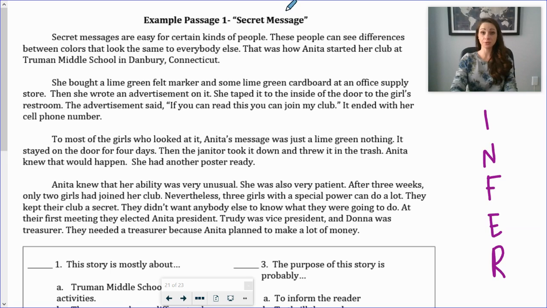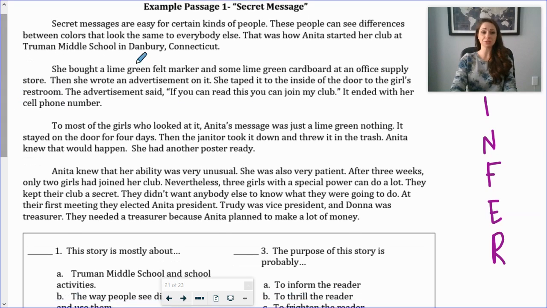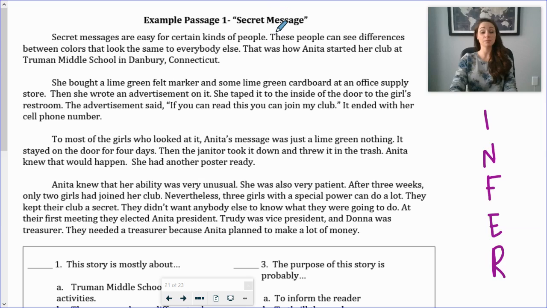All right, I interact with the passage and the questions. So I'm going to read my title, skim my passage, and read my questions. Secret message. Secret messages, easy, certain kinds of people, differences, starter club, felt green marker, supply store, girls restroom, advertisement, little green nothing, ability was unusual, 3 weeks, club, vice president, treasurer, and money. All right. So I'm not really sure exactly what this passage is about. It seems a bit odd. I know it has to do with secret messages and a club of some sort. There were some strange words I saw in here, like lime green felt marker. Again, secret messages and club, that's what I was picking up on.